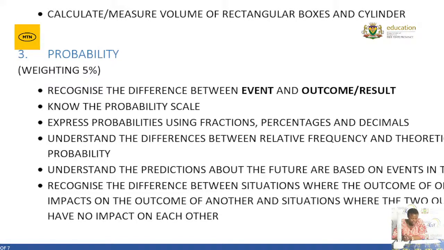You need to know the probability scale. You must express probabilities using fractions, percentage, and decimal. And you must also understand the difference between relative frequency and theoretical probability. You must understand the predictions about the future that are based on events in the past. And also, candidates, remember, you must recognize the difference between the situation where the outcome of one event impacts on the outcome of another, in situation where the outcomes have no impact on each other. And also, identification of possible outcomes for compound events by using tree diagrams as well as two-way contingency table.